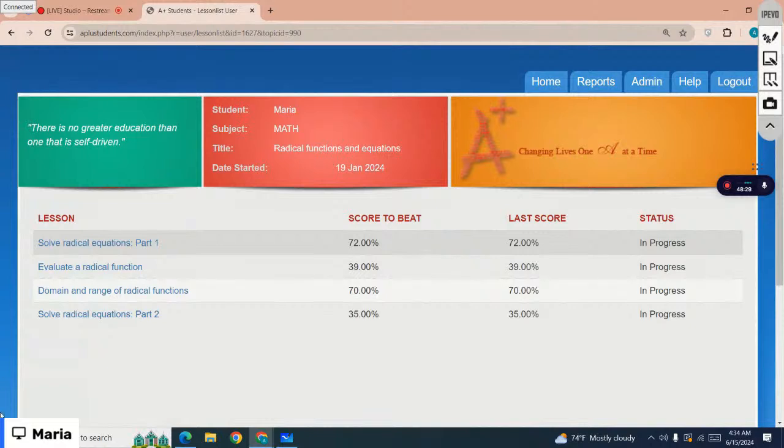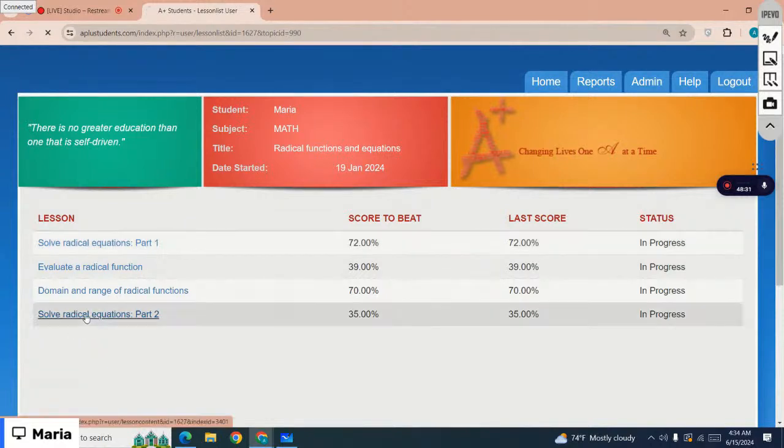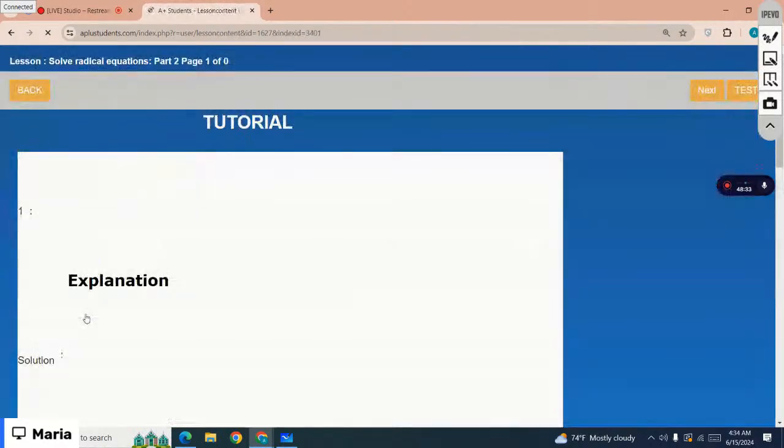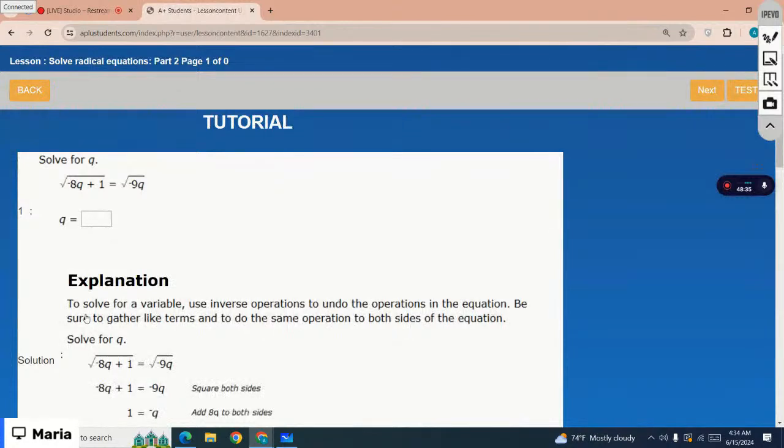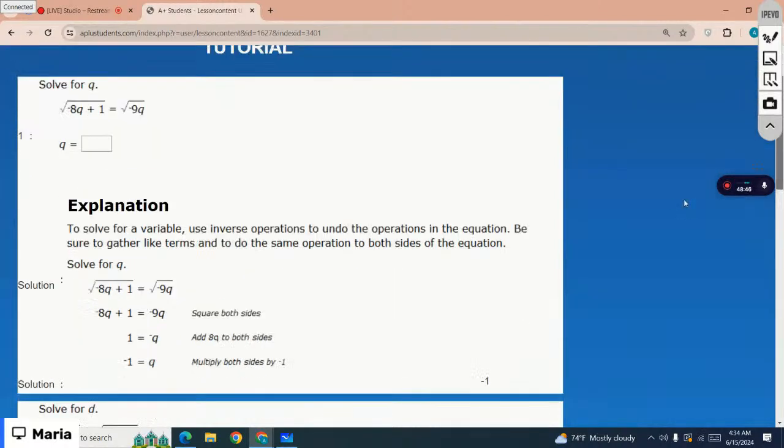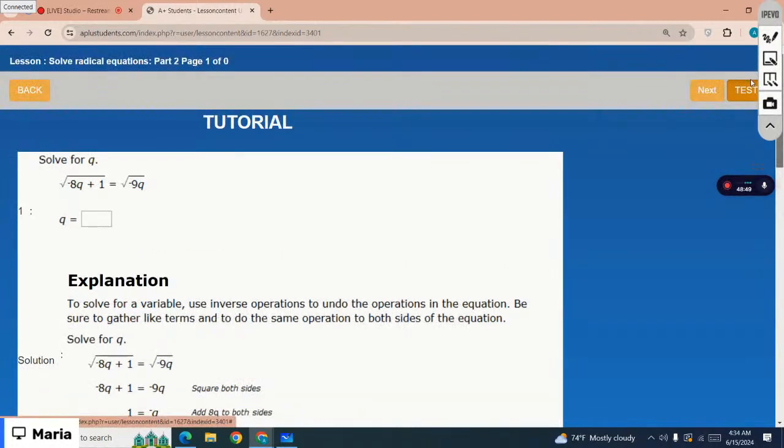Solve radical equations part 2. Solve for q. You have to solve this equation for q. So on both sides you have the square roots. They cancel out each other, right? So you are left with -8q plus 1 equals -9q. Evaluate for q, right? Let's just start with the test questions.